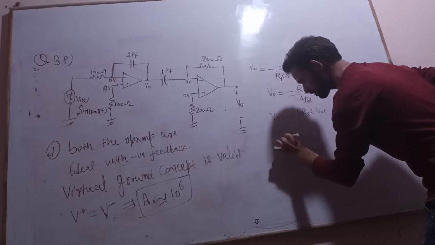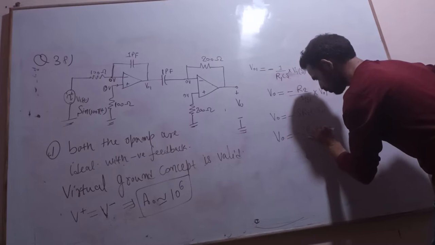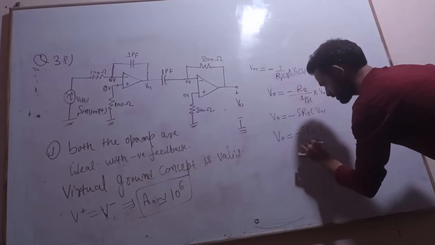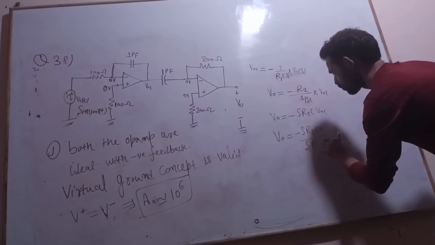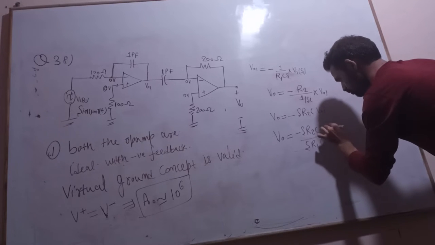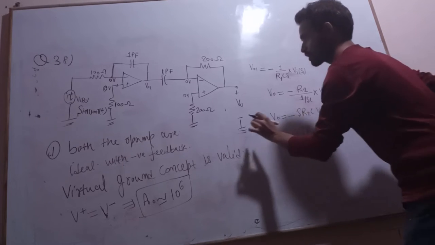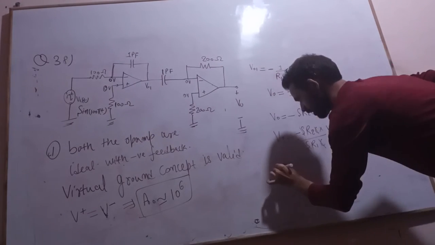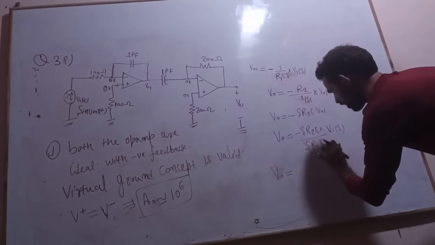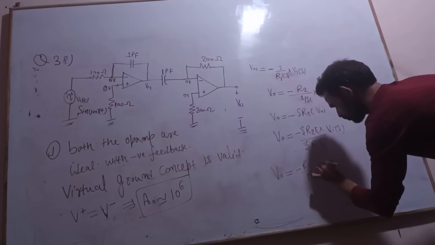How much is this? V0 is equal to minus SR2C into V01, and V01 is SR1 into C into VI of S. S and S get cancelled, C and C will get cancelled, because both the capacitors have the same value, and hence we can say that here V0 is equal to minus R2 by R1 into VI of S.